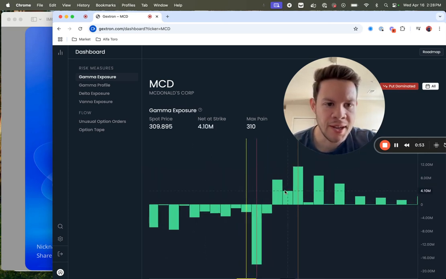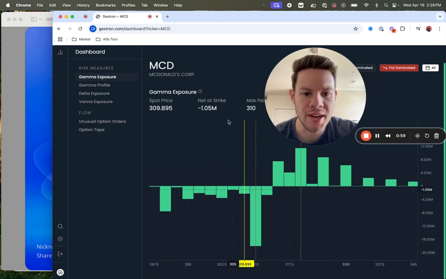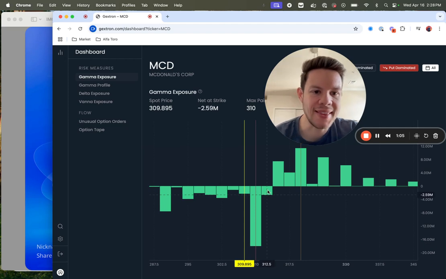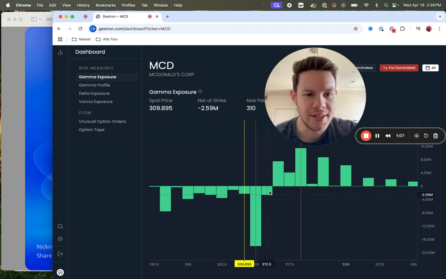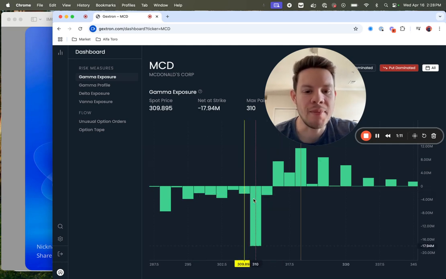The first thing I'm looking for here, this was McDonald's, is where the P trends and N trends levels are, like where price is at. Right here, you see how this starts at the negative bar. This is the first negative bar that Gextron is showing us, and then Max Pain is the tallest negative bar. So it's 310 right here.